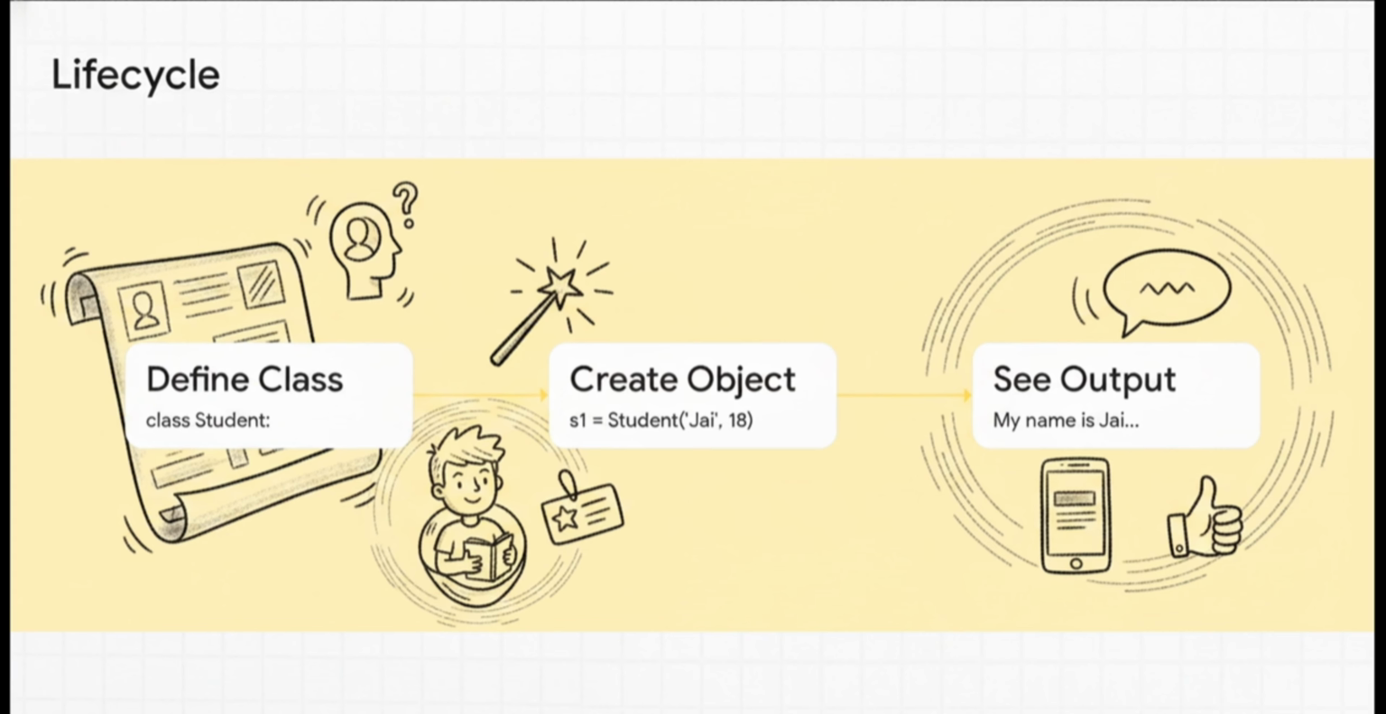We've created a student, named him Jai, set his age to 18, and stored him in a variable called s1. Finally, step 3, we tell our object to do its thing. We call s1.introduce, and the output, Python prints, my name is Jai, and I am 18 years old. Boom, we brought our student to life.